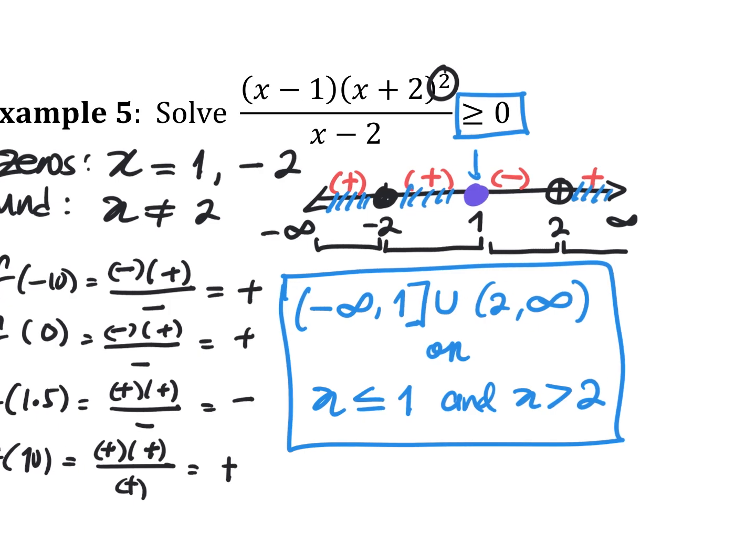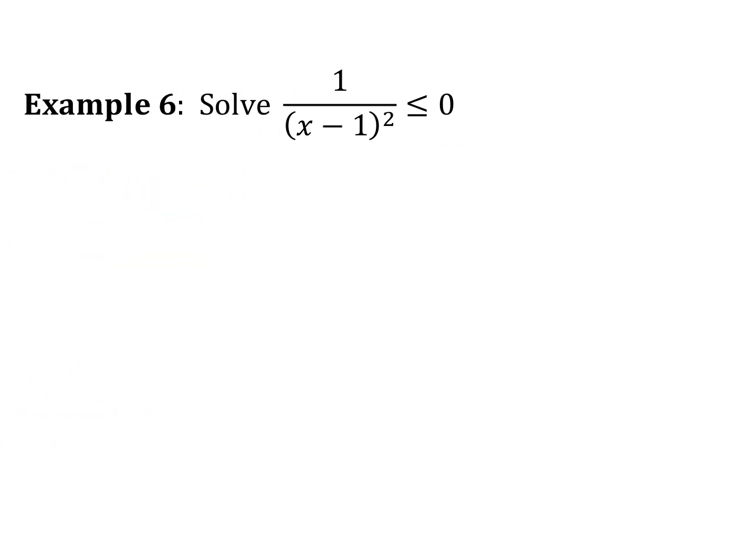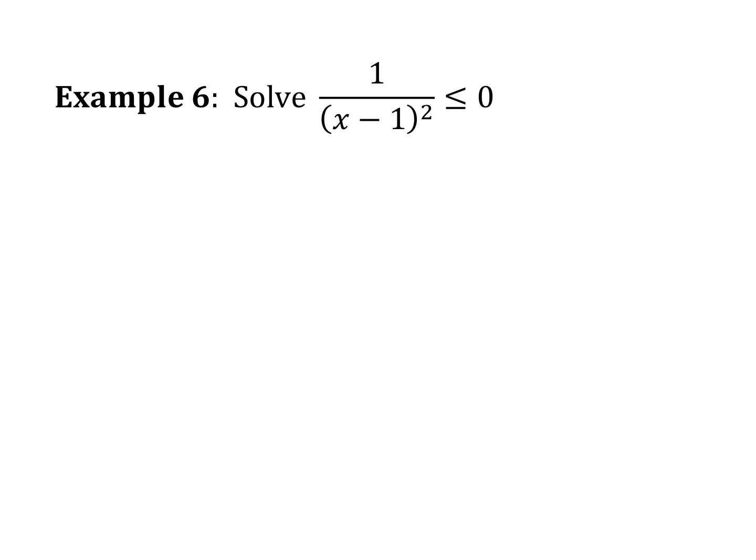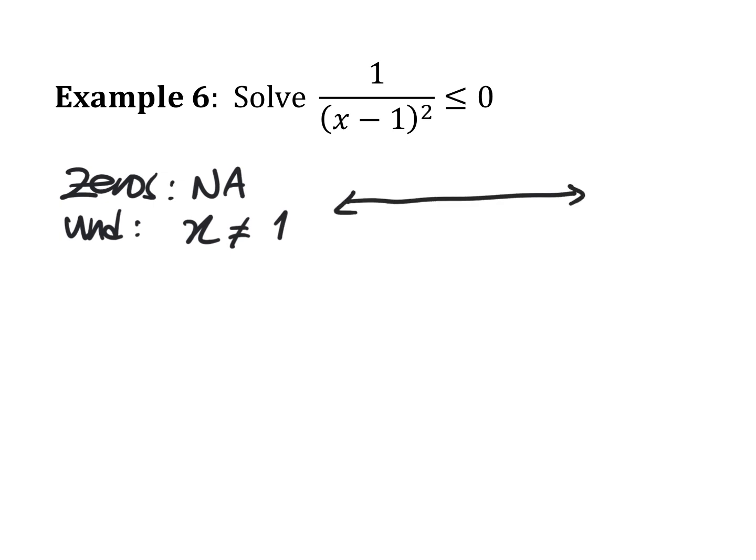Okay, so let's look at example number 6. Here, we can see again that there are no zeros. Zeros are actually NA, not applicable. The undefined part is x not equal to 1. With that said, we're going to create our number line, and there's only 1 in there. So let's choose from negative infinity to 1, this interval.